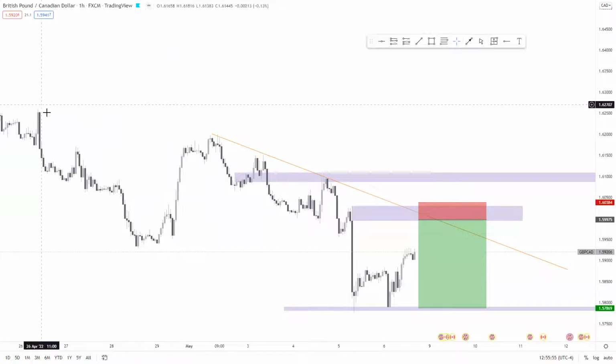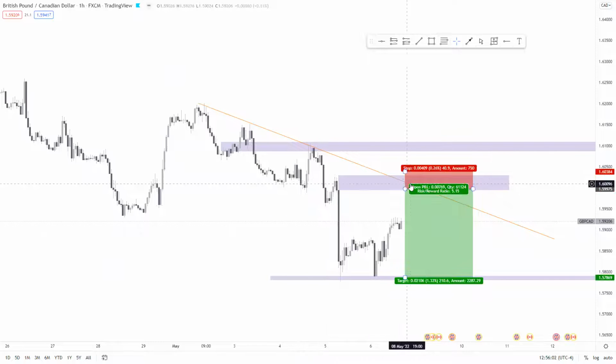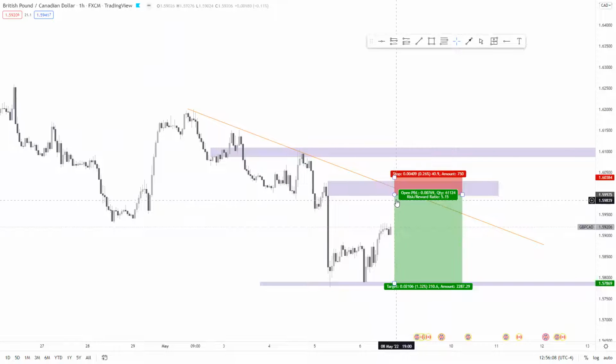We are making lower highs, lower lows. And this push broke the lows. We draw fib. The fib is in confluence with this supply zone and this trend line. So once price comes back here, once it closes bearish, we're going to take the entry.